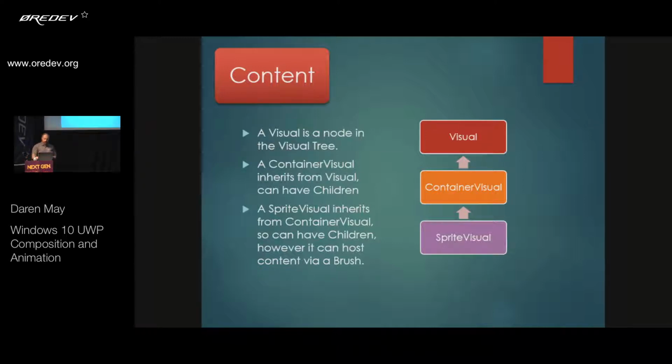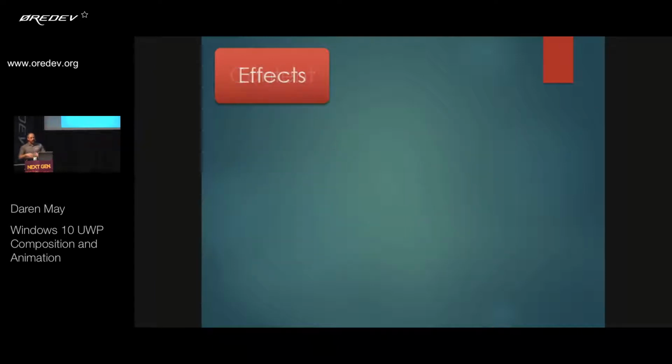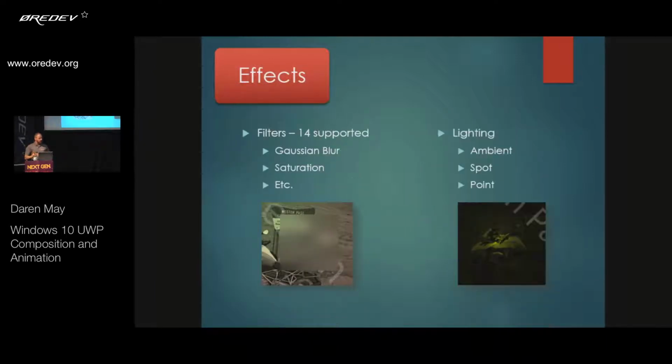That's the infrastructure behind content. Effects, as the name implies, is something that post-processes the output of a visual and can apply one or more effects in a chain. So the example I'm showing here on your left is a Gaussian blur. That is taking the output that's being rendered behind this effect layer and applying a Gaussian blur to it.